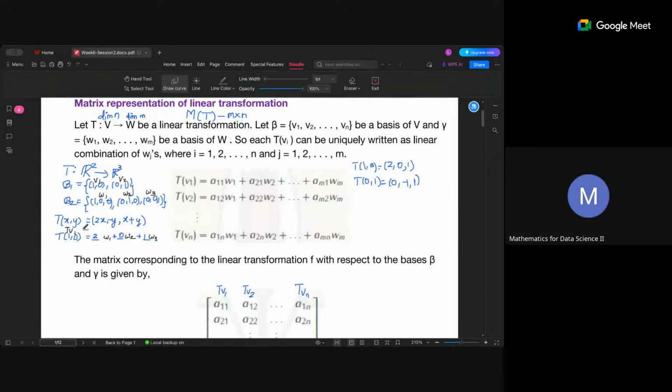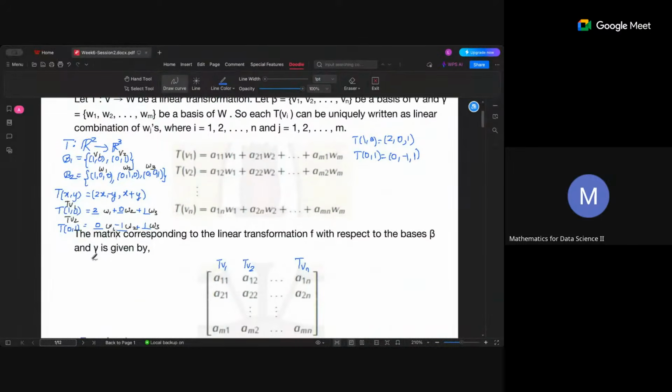Now we have to write TV2 in terms of again W1, W2, W3. Exact same process. So now T of (0, 1). What are the coefficients again? 0 W1, minus 1 W2, 1 W3. So 0, minus 1 and 1. Now, what are the entries of the matrix?